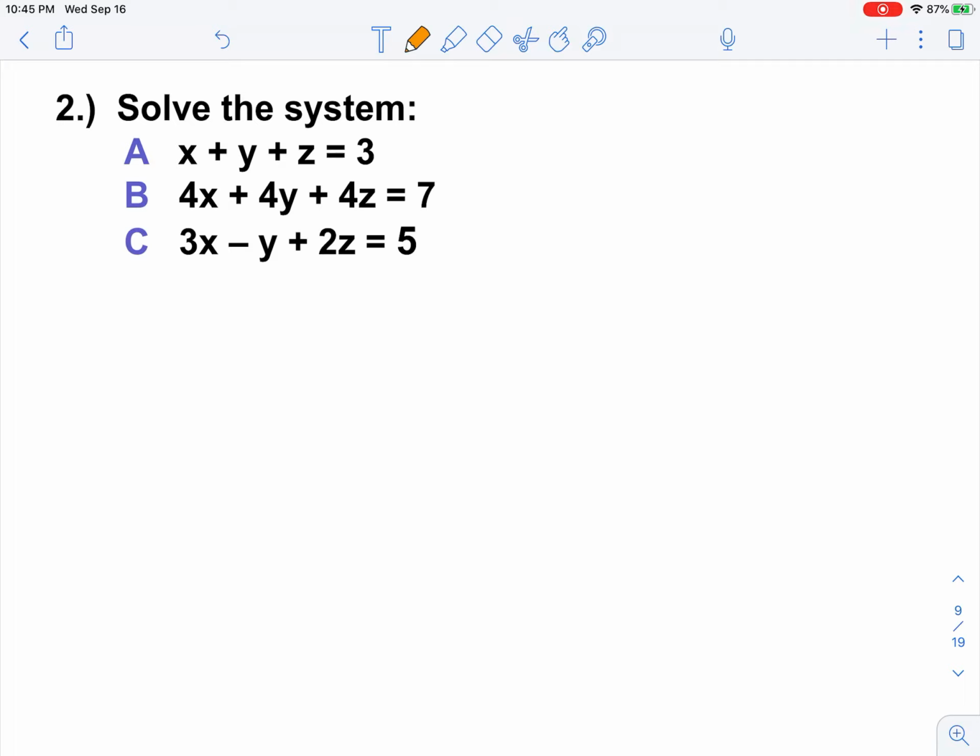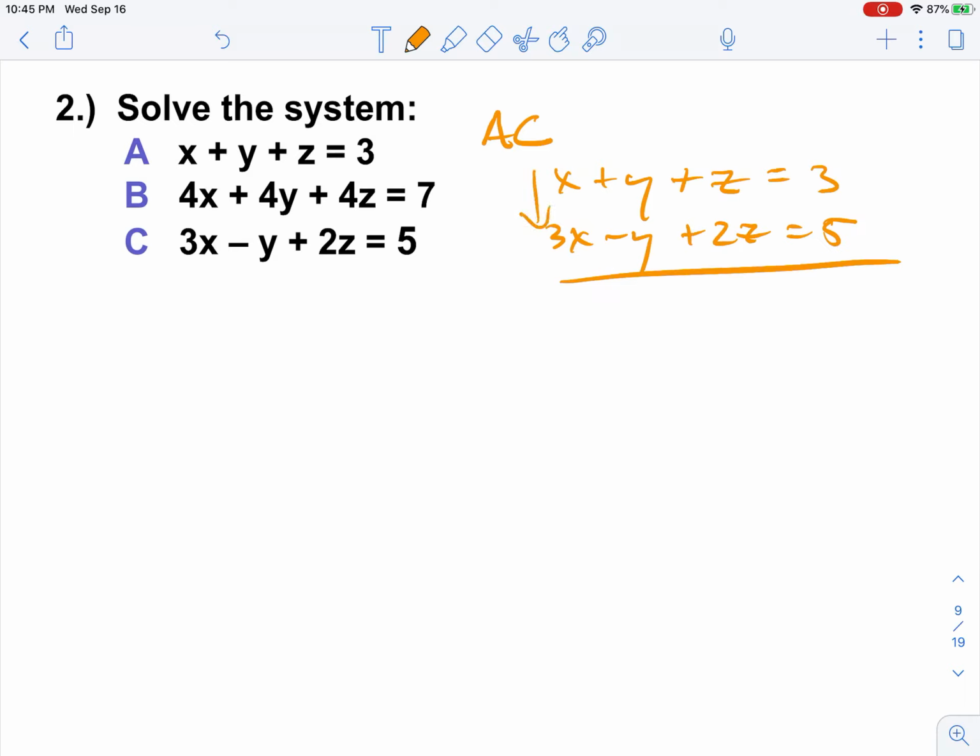let's just try this one kind of the same way that we did before. What I notice right away is that if I take A and C, I don't have to do anything to either equation, and a variable is going to drop out. So I'm going to try that. Add 4x. The y's cancel out, plus 3z, that equals 8. That's my first equation. Hold.